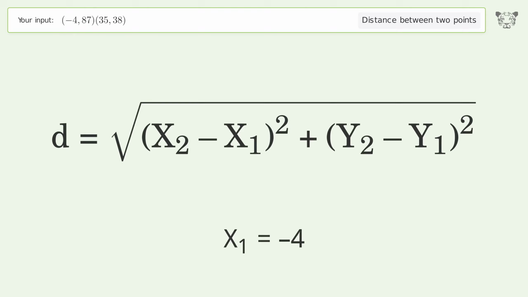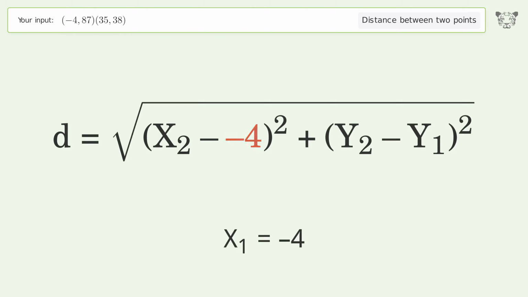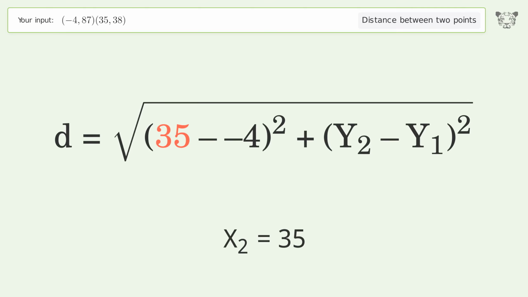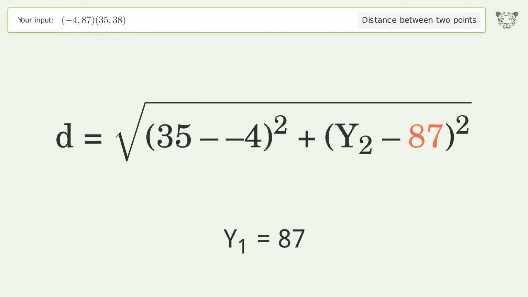x1 equals -4. x2 equals 35. y1 equals 87. y2 equals 38.